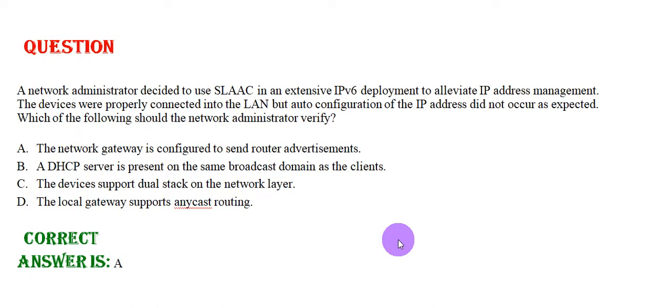A network administrator decided to use SLAAC in an extensive IPv6 deployment to simplify IP address management. The devices were properly connected into the LAN, but auto configuration of the IP address did not occur as expected. Which of the following should the network administrator verify? Option A, the network gateway is configured to send router advertisements. Option B, a DHCP server is present on the same broadcast domain as the clients. Option C, the devices support dual stack on the network layer. And option D, a local gateway supports anycast routing. The correct answer is option A.